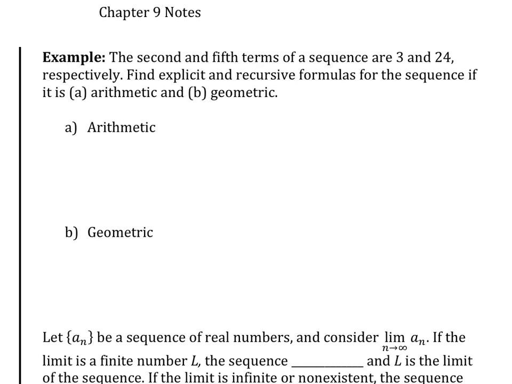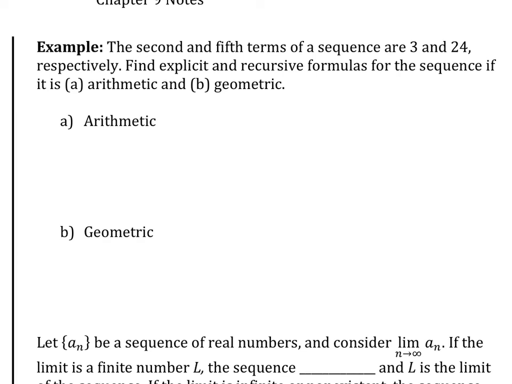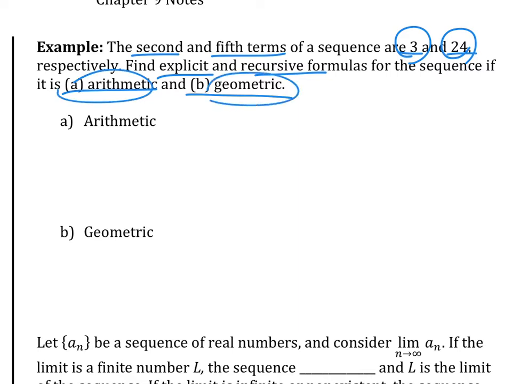Okay, let's look at a problem that's not so straightforward. The second and fifth terms of a sequence are 3 and 24, respectively. Find the explicit and recursive formula for the sequence if A, it is arithmetic, or B, it is geometric. Because the type of sequence matters, and it's going to matter how you get to the next number, telling you that the second number is this or the fifth number is this doesn't really make any difference because you don't know what happened to get to the number. So they have to tell you what kind of sequence it is.